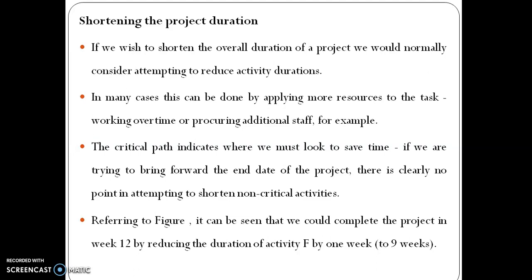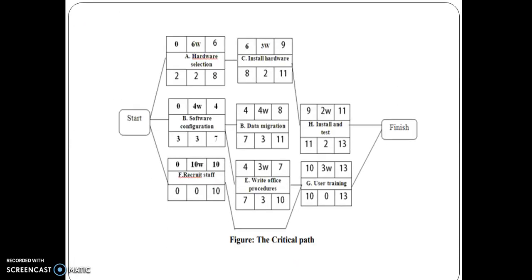Referring to the figure, it can be seen that we could complete the project in week 12 by reducing the duration of activity F by 1 week. So this is the critical path. This figure shows the critical path.